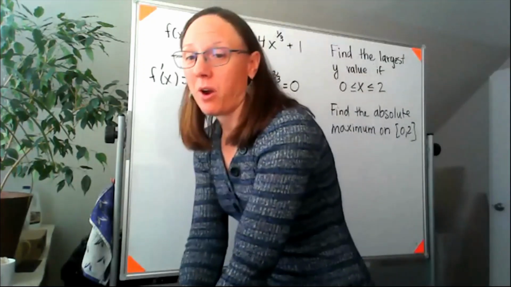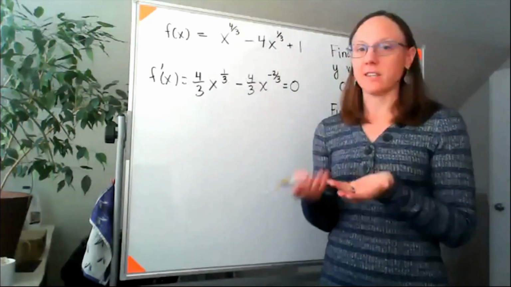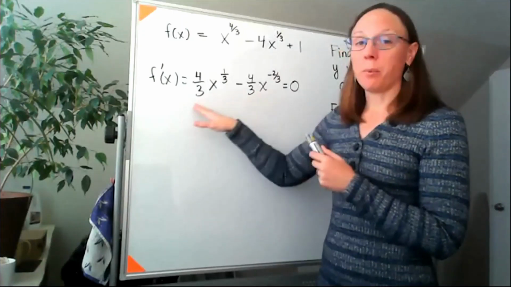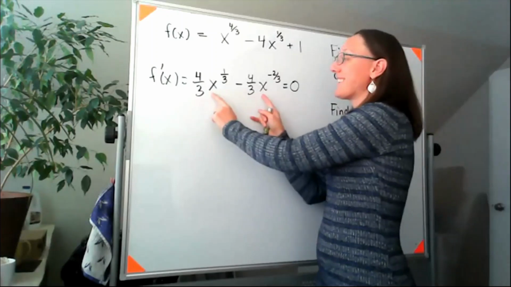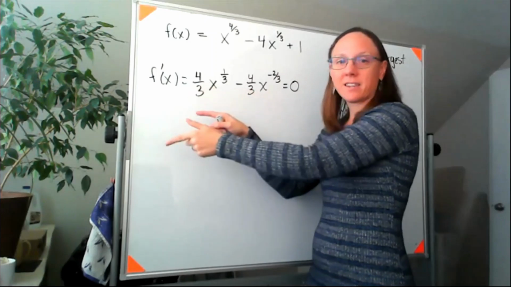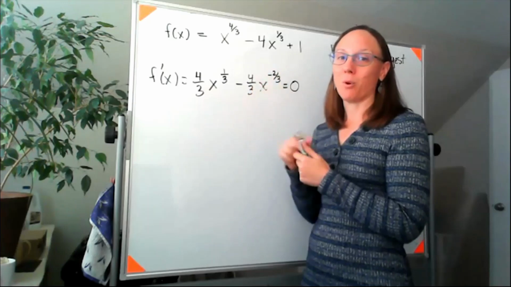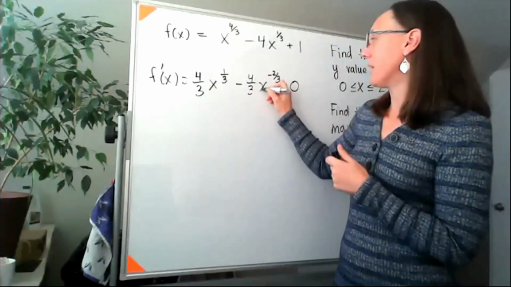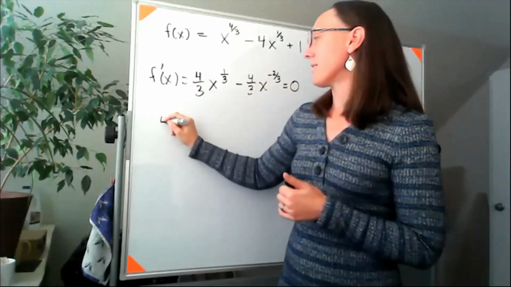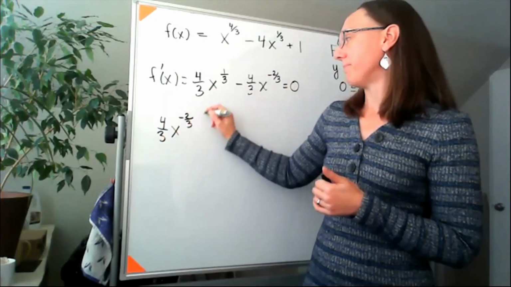I don't think we've done any problems that required this kind of factoring, but hopefully you've seen some of it in your pre-calc classes. So for sure I can pull out that 4/3. Since I have two x's, I can also pull out an x. What I'm going to do is pull out the x with the smallest exponent, and by smallest, I mean furthest to the left on the number line. So I'm going to pull out 4/3, and I'm going to pull out x to the -2/3.